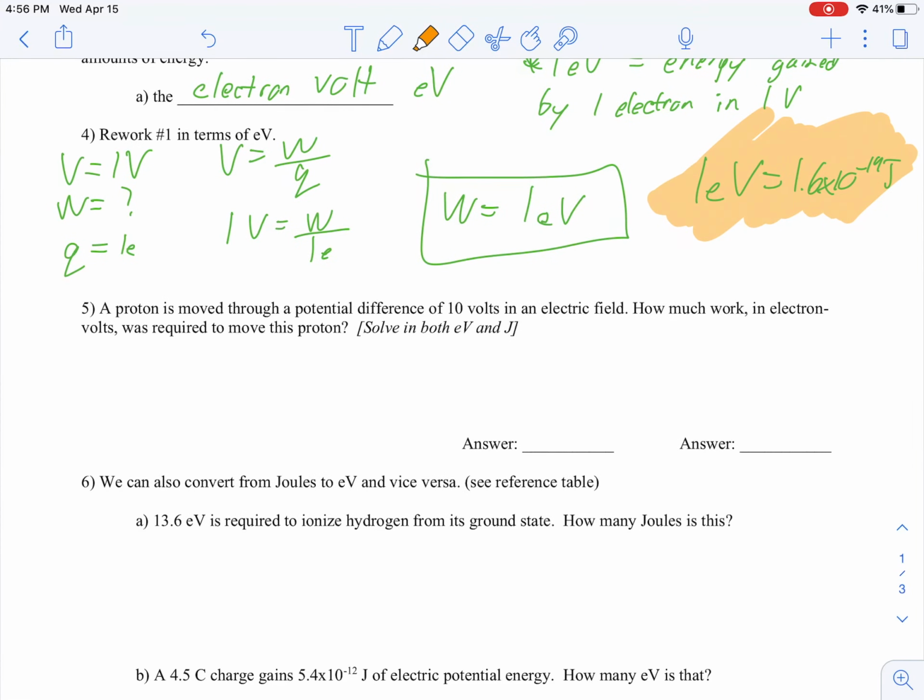So let's try this question 2 different ways. So a proton is moved. Actually, you should try it first, then I'll do it. So pause the video. All right. Hopefully you gave this a shot. Let's see how you did.